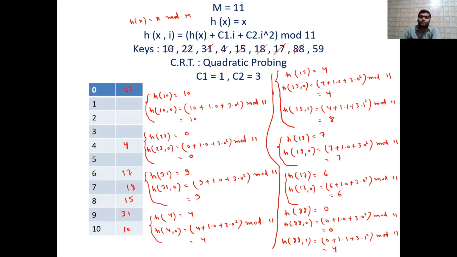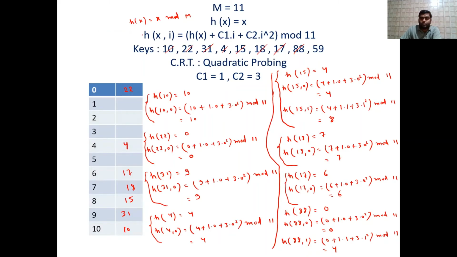Okay, so now change the probe: H of 88 comma 2. So what will happen in case of H of 88 comma 2? H of 88 is already calculated. It is 0.